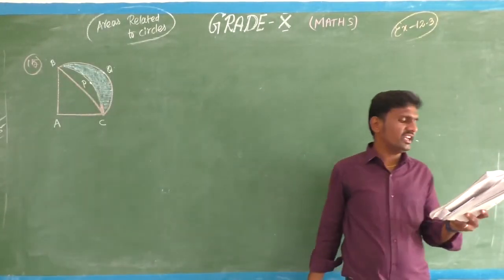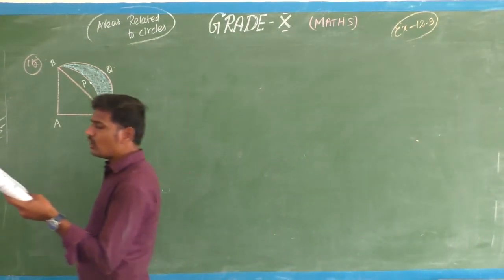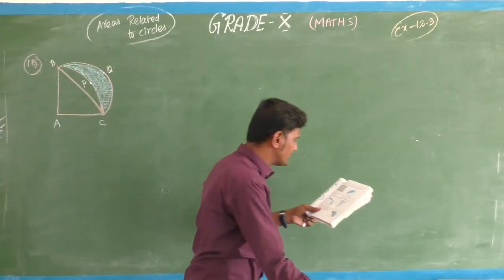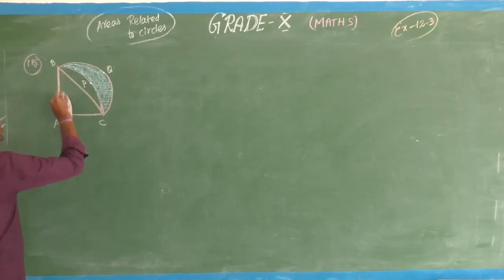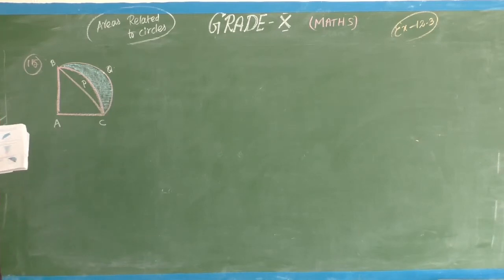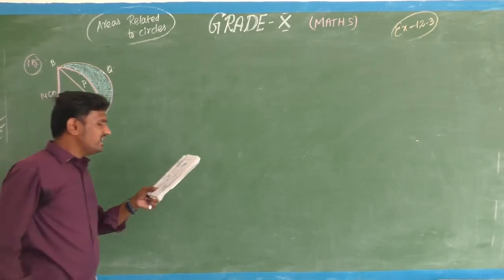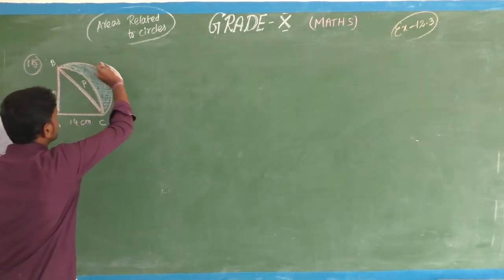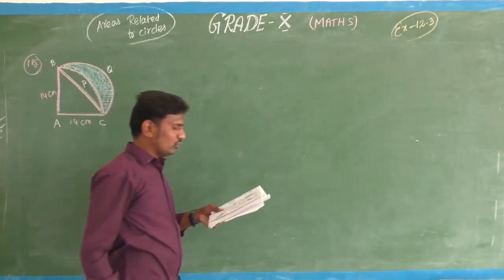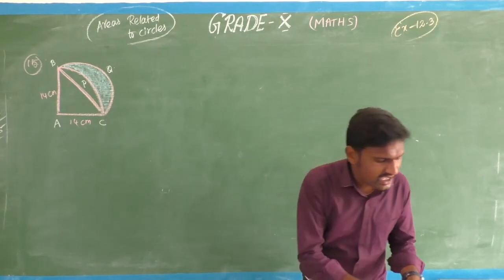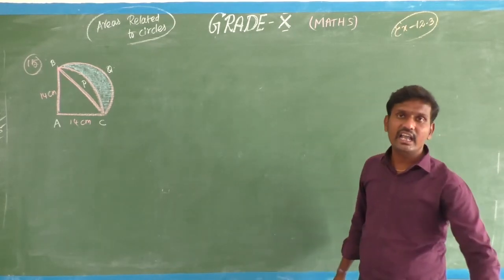Question number 15. In the figure, ABC is a quadrant of a circle of radius 14 centimeter. So this is the one quadrant, and the radius is equal to 14 centimeter. And the semicircle is drawn with the side BC as the diameter. So here BC is the diameter. Now find the area of the shaded region.